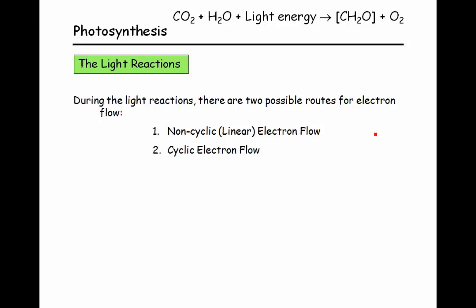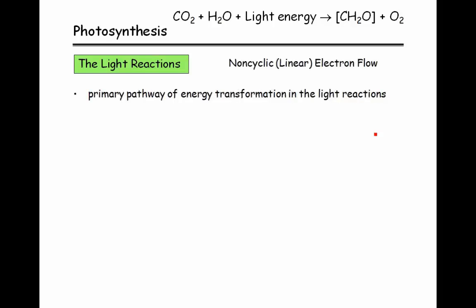Now what happens to that electron that is grabbed or boosted up to the higher energy level is going to vary depending on whether we're looking at Photosystem I or Photosystem II, or what type of electron flow we're looking at. We do have two different types of electron flow inside the chloroplast: non-cyclic or linear electron flow, and then cyclic electron flow. The primary pathway that the electrons are going to take is the non-cyclic electron flow. So we'll describe and discuss non-cyclic first, and then we will cover the cyclic electron flow.